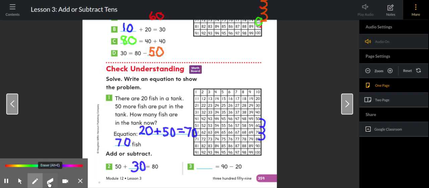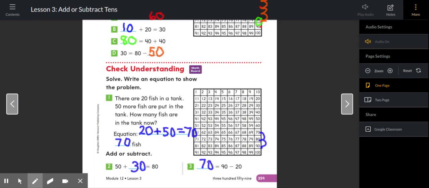Over here, if I start at 90, something is equal to 90 minus 20. So let's figure out what that is. What is 90 minus 20? We're starting at 90. We're getting smaller, so that means we're going up the number grid. So we're going 10, 20. So 70 is the same as 90 minus 20.